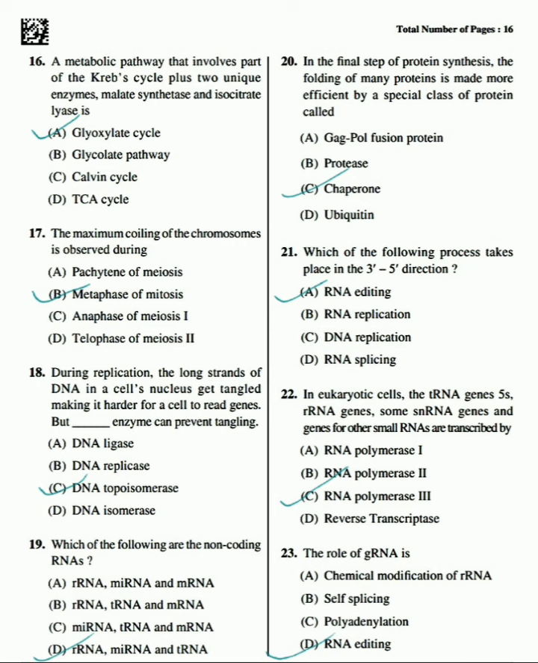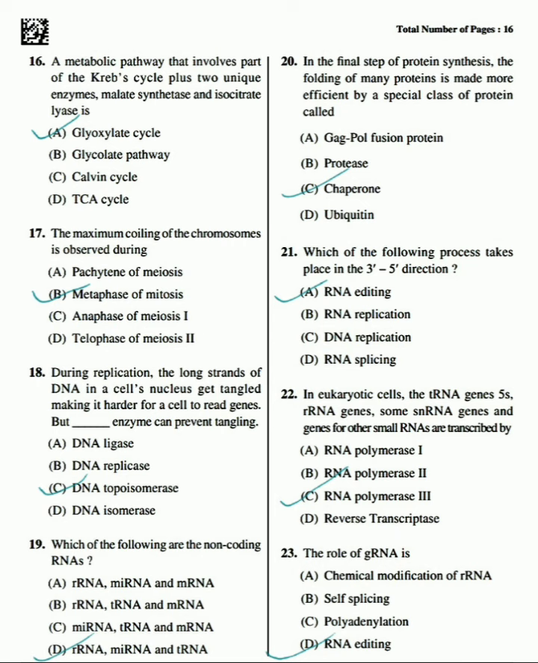Next, during replication, the long strands of DNA in a cell's nucleus get tangled, making it harder for a cell to read genes. But which enzyme can prevent tangling? DNA topoisomerase is the correct answer. Ligase will join two fragments. Replicase is not applicable here. Isomerase is not applicable. The correct answer is DNA topoisomerase.